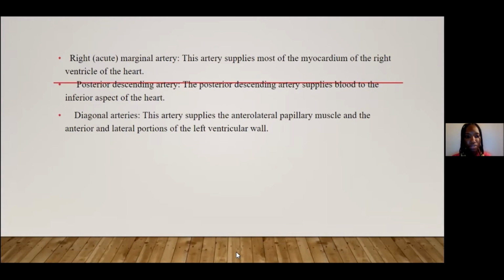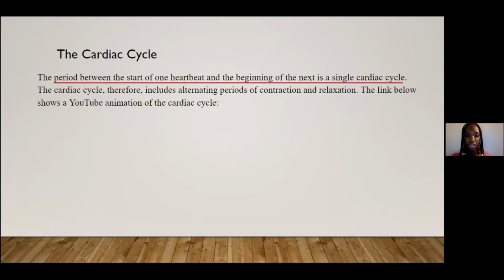And next, the right marginal artery that supplies most of the myocardium of the right ventricle of the heart. And there's a posterior descending artery that supplies blood to the inferior aspect of the heart. And lastly, there's a diagonal artery which supplies blood to the anterior lateral papillary muscle and the anterior and lateral portions of the heart.